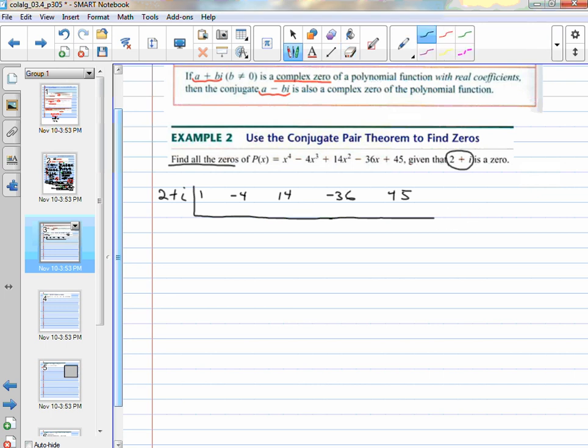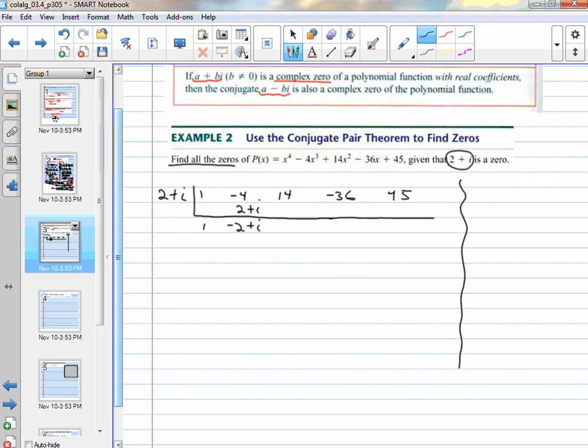It's the same rule. I bring down my 1. What's 2 plus i times 1? 2 plus i. Now I need to add these together. Well, I can only add the real parts together. Negative 4 and 2 make negative 2. 0 plus i is i. Now I need to multiply. Negative 2, thank you. Now I need to multiply 2 plus i times negative 2 plus i.